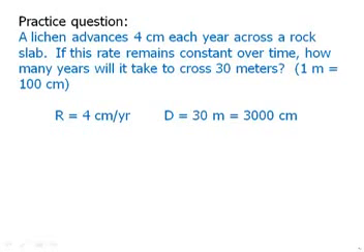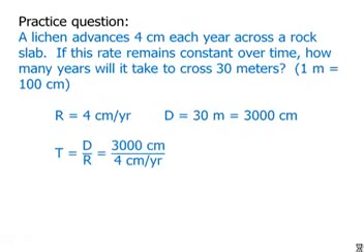So that's the distance, and now distance and time are in the same units. Time equals distance divided by rate, 3,000 divided by 4. 3,000 divided by 4 is 750, and the time unit is year. So this will be 750 years.